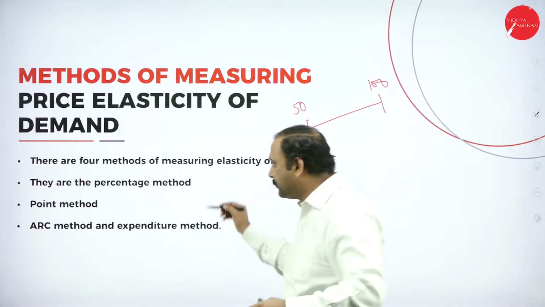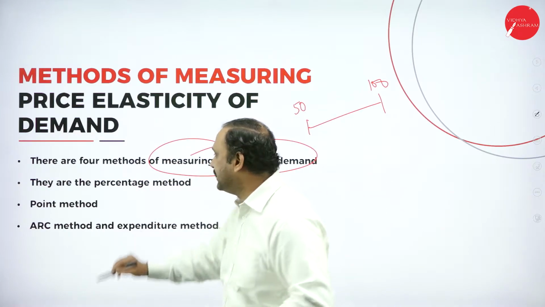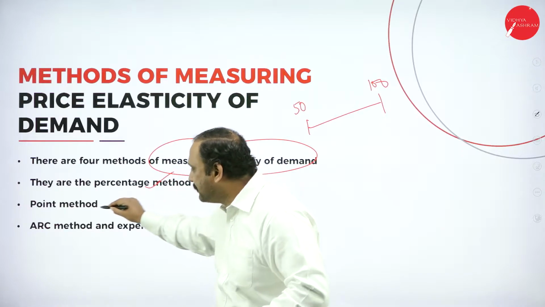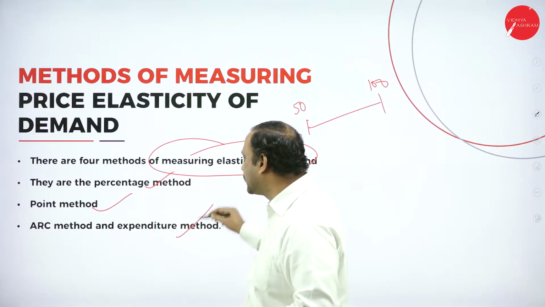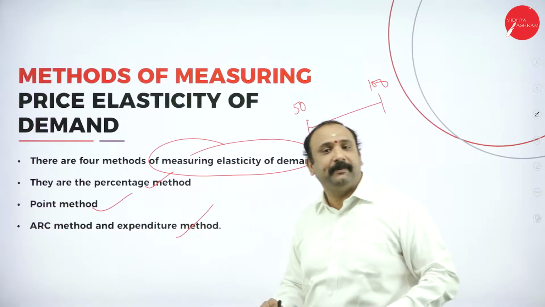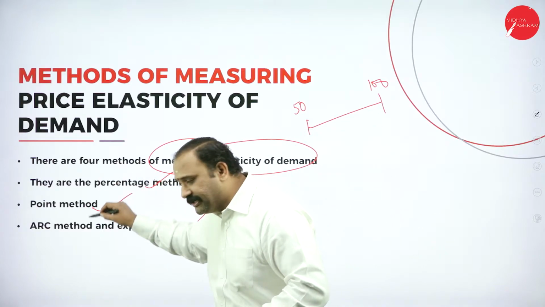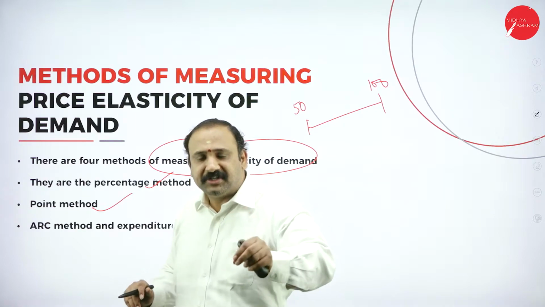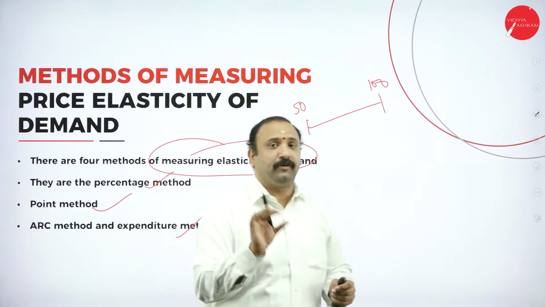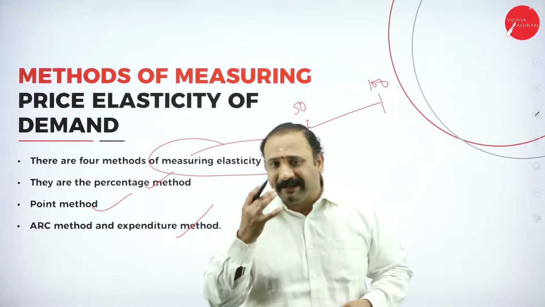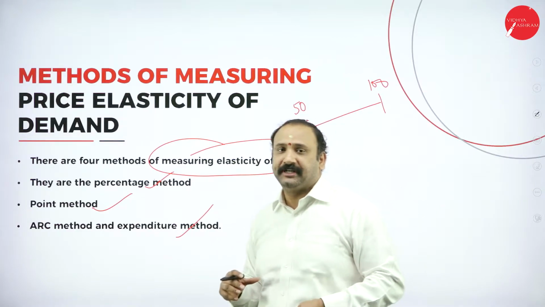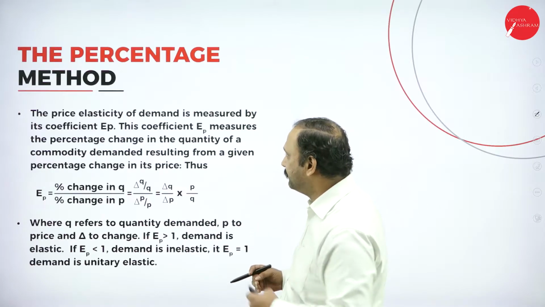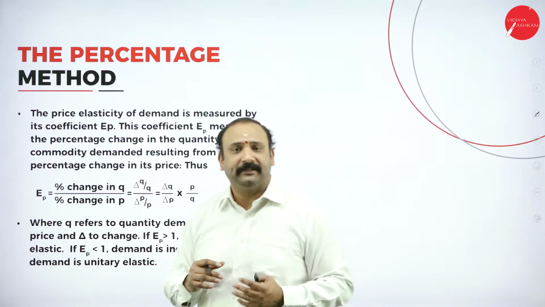Now, there are four methods of measuring the elasticity of demand. They are the percentage method, the point method, arc method, and expenditure method. So we have percentage, point, arc, and expenditure method. So let's try to understand and analyze each one of these methods so that you will be able to understand and appreciate the elasticity of demand. Moving further, the percentage method.